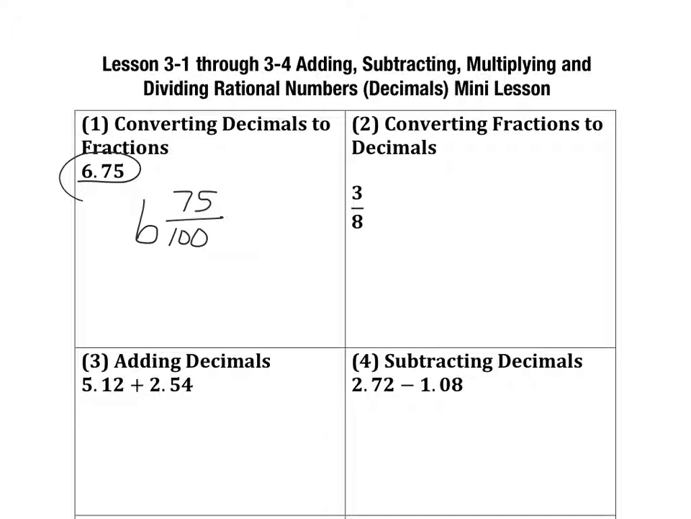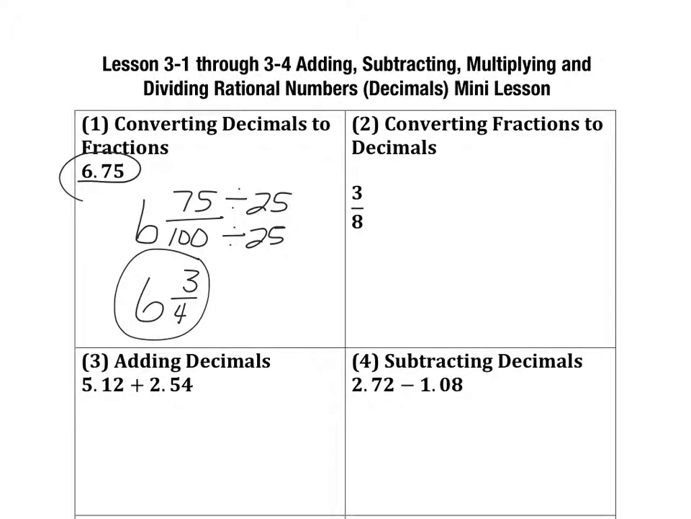Now, a good math student would know we need to simplify every fraction that you see in our course. So I'm going to divide the top and bottom by the same number, which they're both divisible by 25, which would make this 6 and 3/4. And some of you may have already known that as well, and you could have gone right to 6 and 3/4.